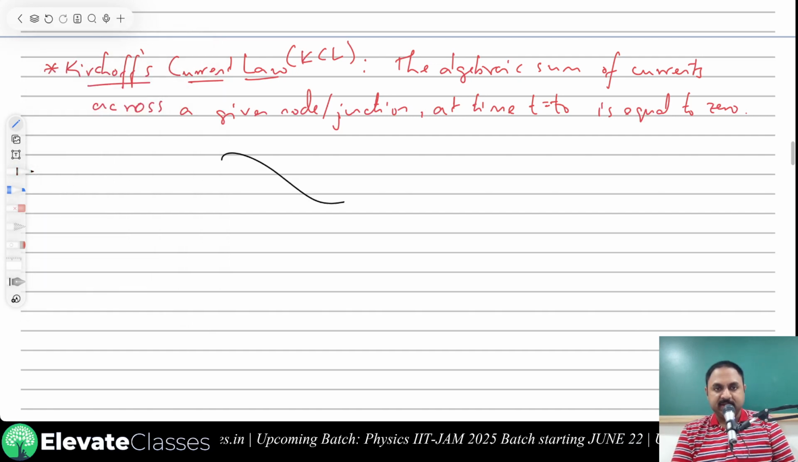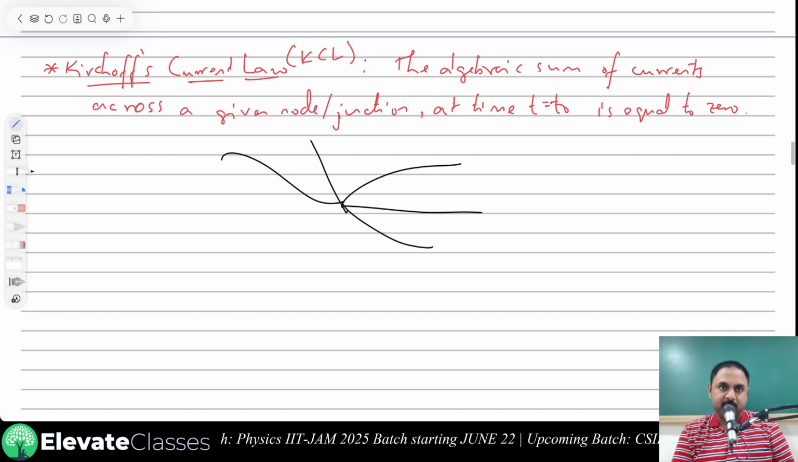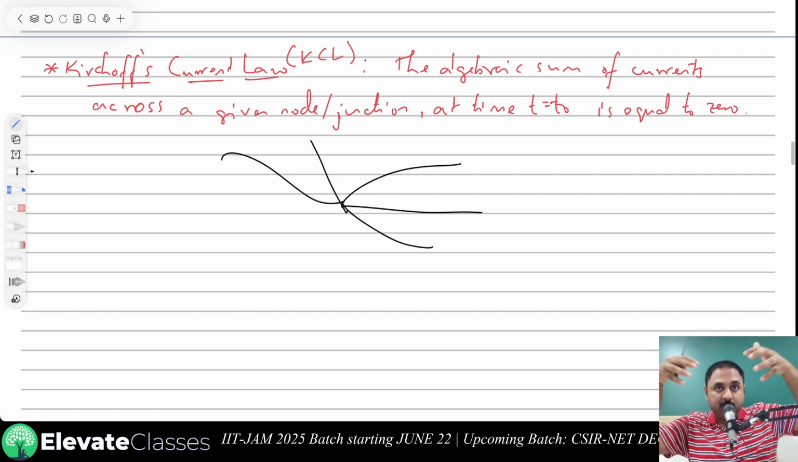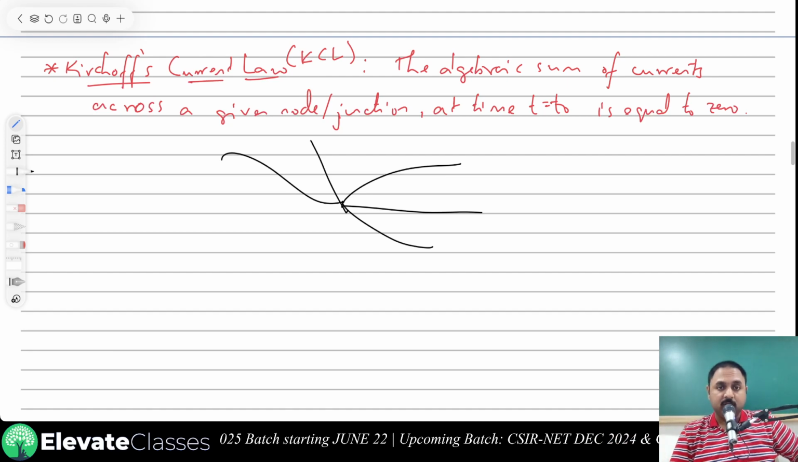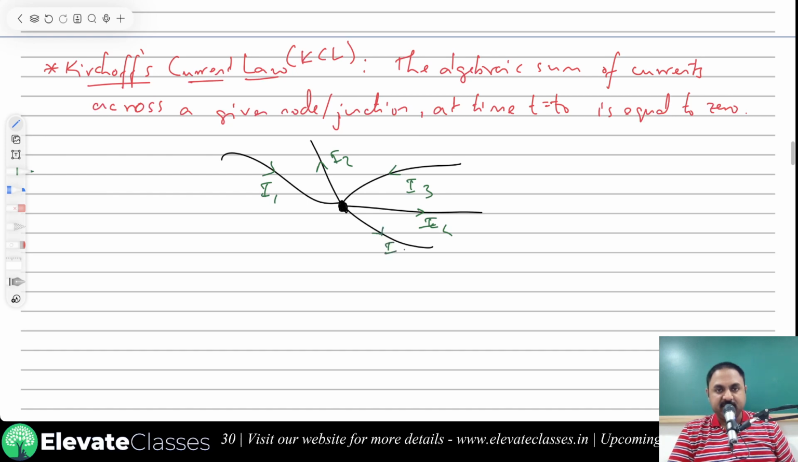Okay, so this is one branch, this is another branch, this is the third branch, this is the fourth branch, this is the fifth branch. A node is where two or more elements, two or more connections are made. That is what a node or a junction is called. So let's take this as the node. Let's say one current is coming in, that is I1. This is I2. This current I3 is entering. This current I4 is leaving. And we have one more current I5 which is leaving the node.